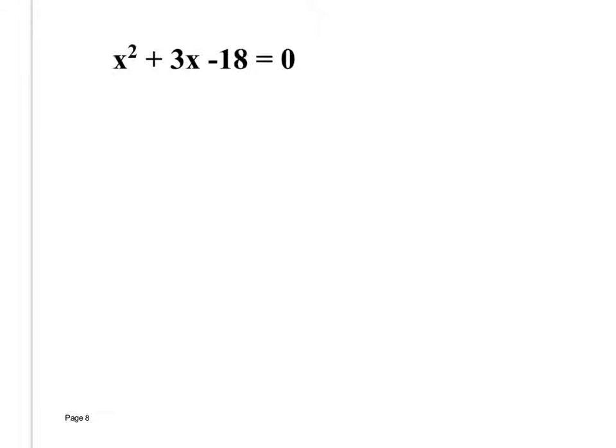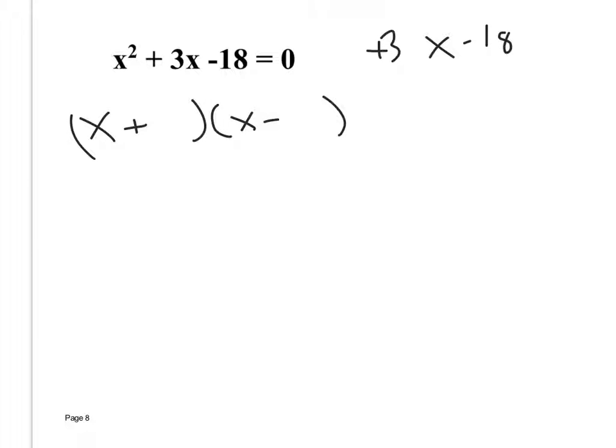x squared plus 3x minus 18. It's already set to 0 for me, so that was nice. Knowing C is negative means one of them's going to be positive, one of them's going to be negative. The bigger one's got to be positive because B's positive. So I figure out what would add to give me 3 and multiply to give me negative 18. 6 and 3, obviously. And set that equal to 0. So x must be negative 6 or positive 3, because you do each one of those like that. Check your answer, yes and yes. So there you go. There's your two answers. Here's your homework assignment.